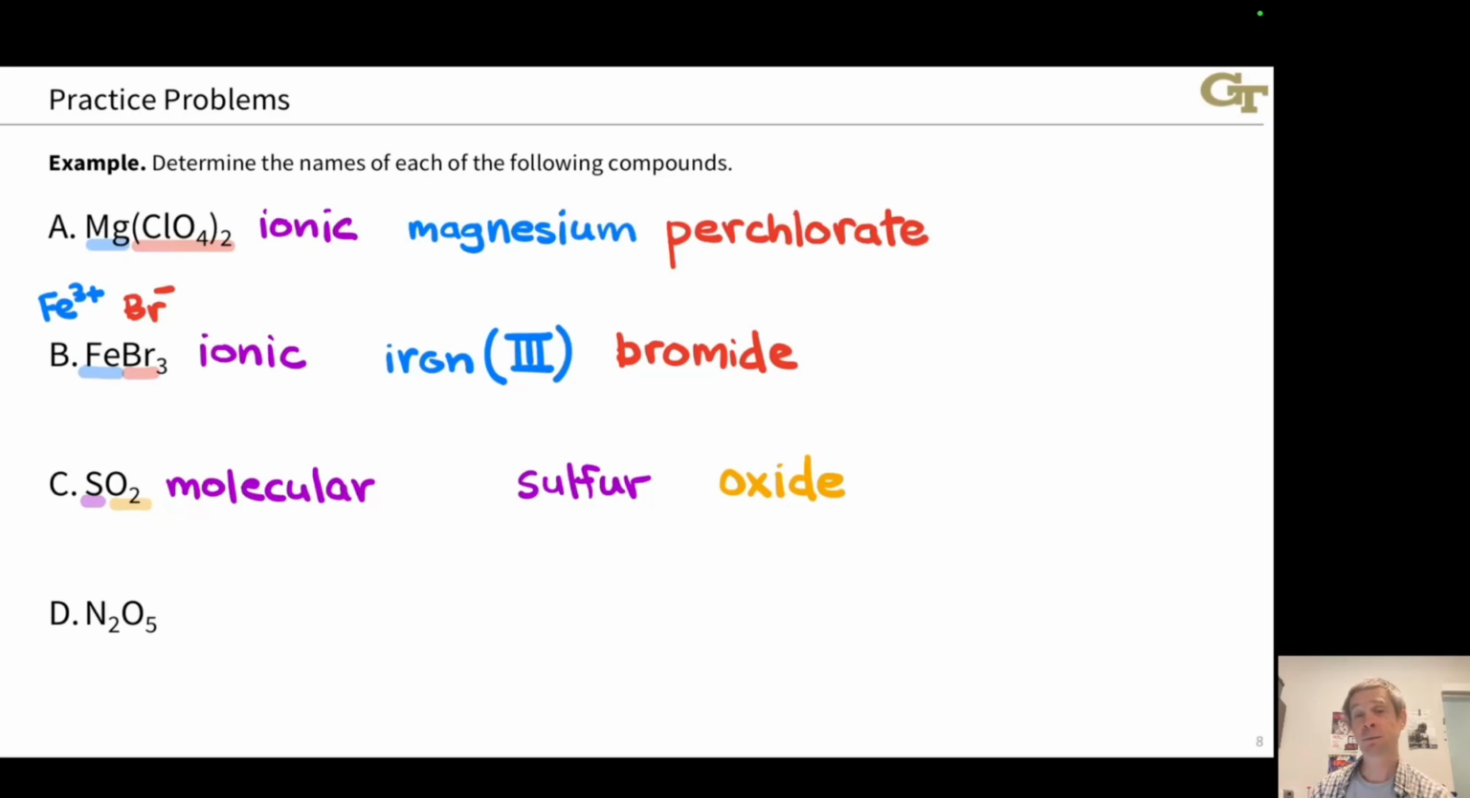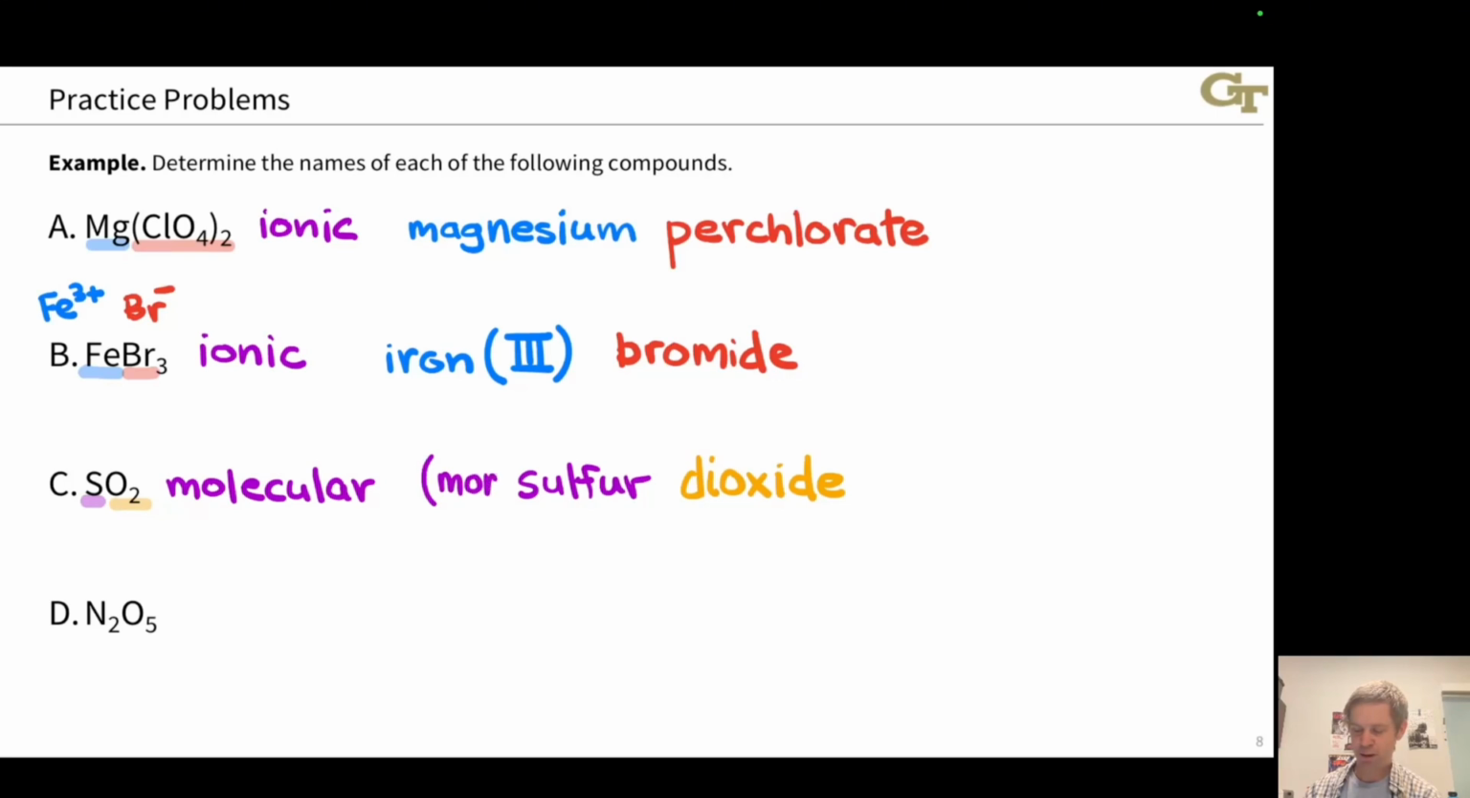But because this is a molecular compound, we're not done. We have to add prefixes to indicate the numbers of each type of atom in the molecule. There are 2 oxygens per molecule. We indicate that with a di prefix. And there is 1 sulfur per molecule. We indicate that with a mono prefix.